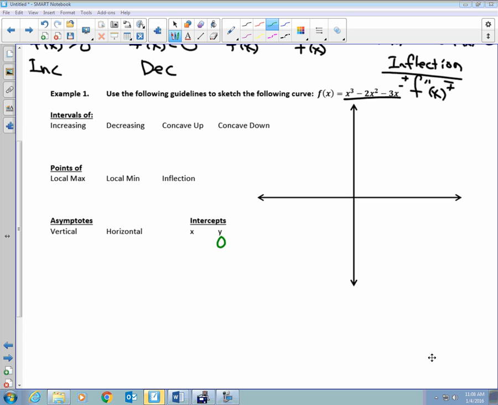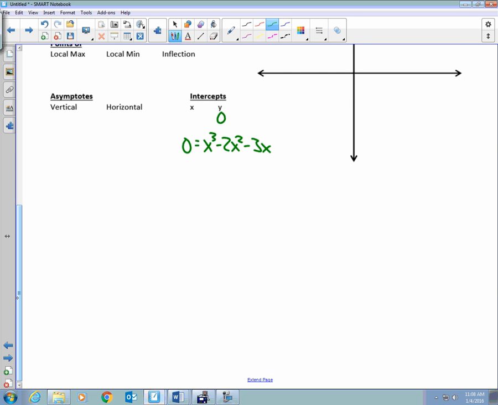How do I find the x-intercept? I set the function equal to 0. I will factor out an x. So I have 0, 3, and -1. So those are my x-intercepts. Again, we're just trying to collect as many pieces of data as we can so that we can get as accurate of a graph as we can.